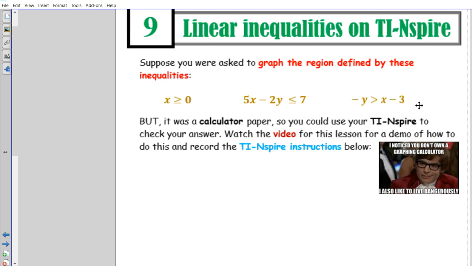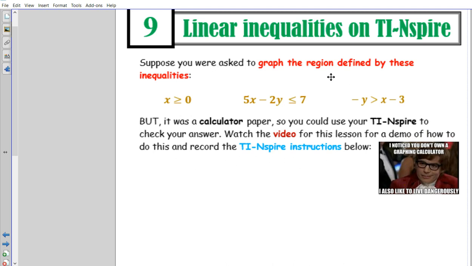First of all, just out of interest for review's sake, which one of these would be a solid line? Have a look at those three. That's right, two of these. These two would be a solid line because the region includes that line. And this one would be a dotted line because that one does not include the line y equals x minus 3.